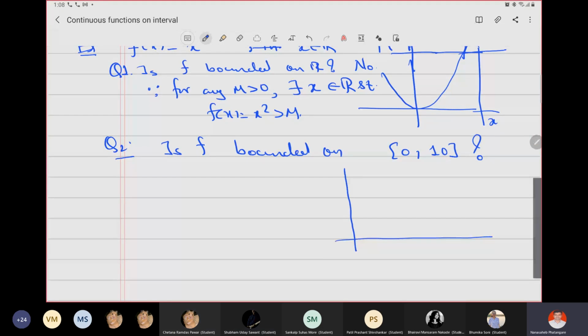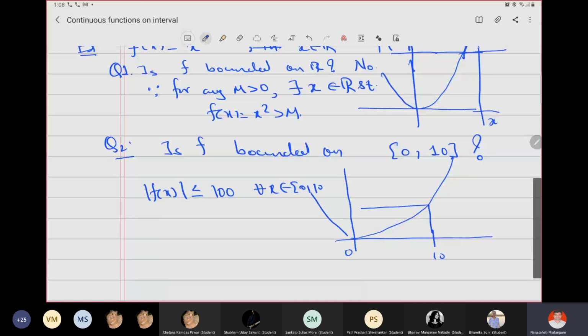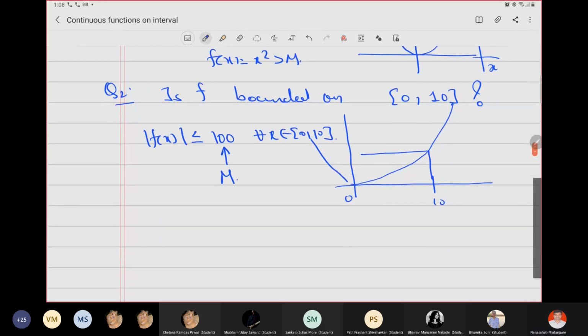Yes, sir. So 0 to 10, and if you look at the graph of this function on 0 to 10, I am interested only on this interval. On this interval, we see that f of x is less than or equal to 100 for every x in 0 to 10. And this is easy to see, right? And therefore, what is M in this case? 100, that we see easily.